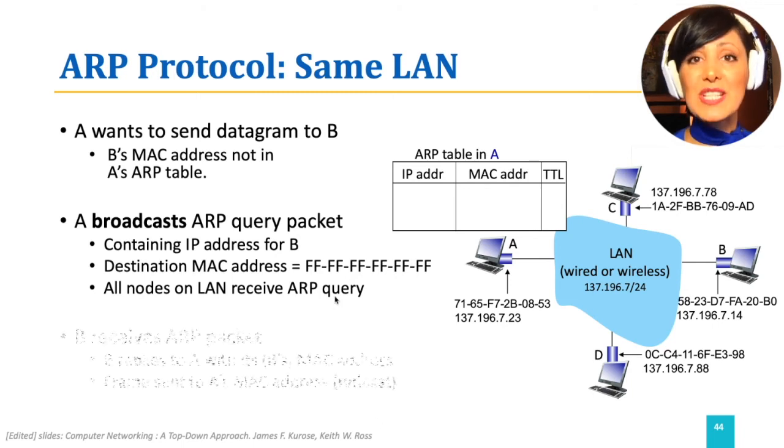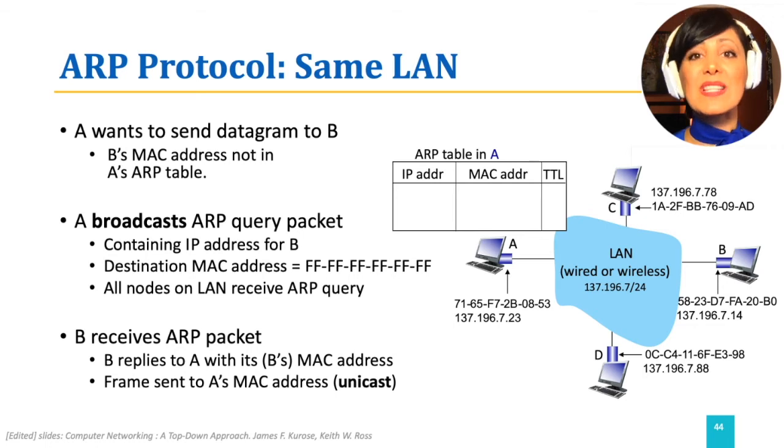B, which is the target node, also receives this ARP request. B will be the only node responding to this request. It will respond using a unicast frame addressed to A, using A's MAC address from the request frame, containing node B's MAC address as the response.